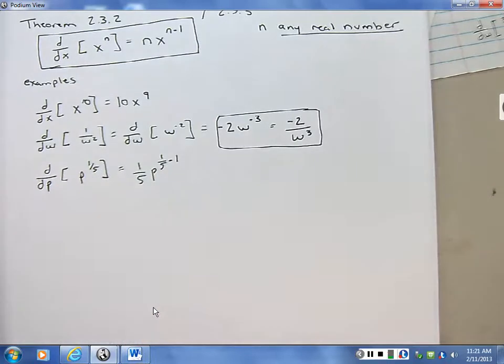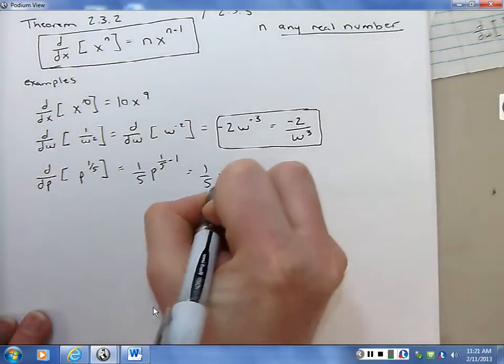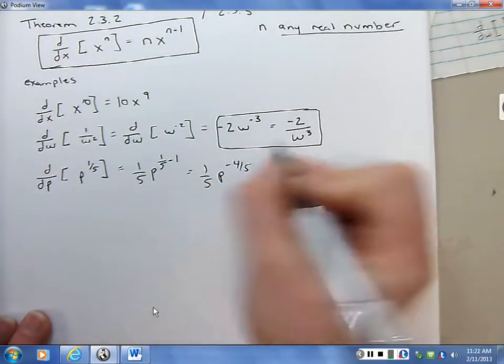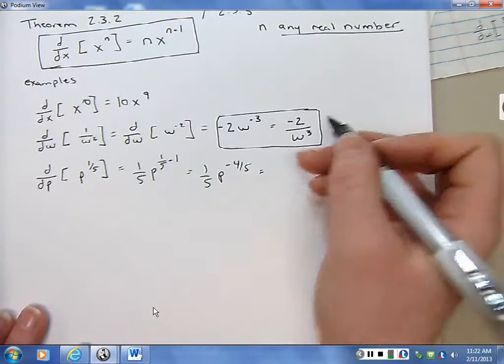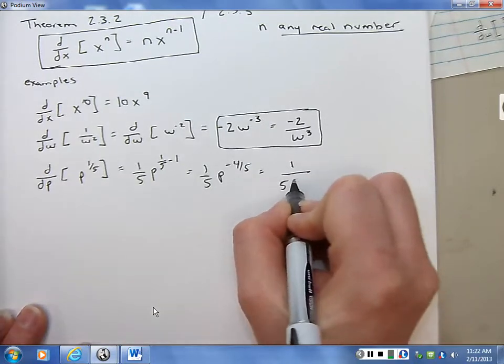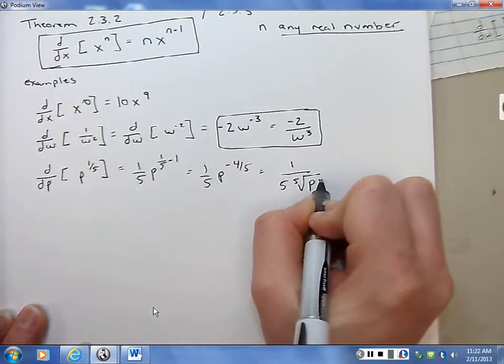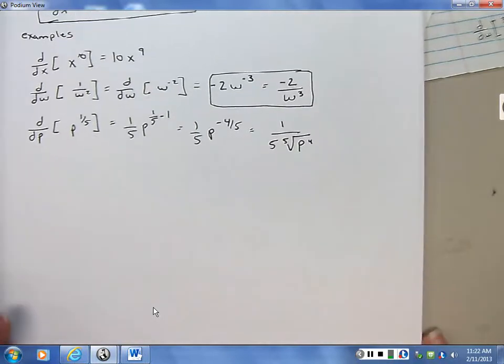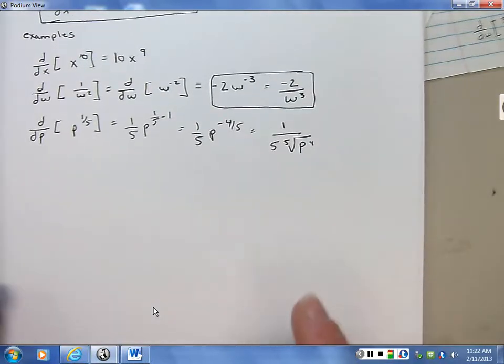So with fractions, you can write 1/5 minus 1. What's 1/5 minus 1? Well, that's 1/5 minus 5 over 5, which is minus 4 over 5. So you can leave it like that. You could write it as 1 over 5, the 5th root of p to the 4th. So that gives us something.